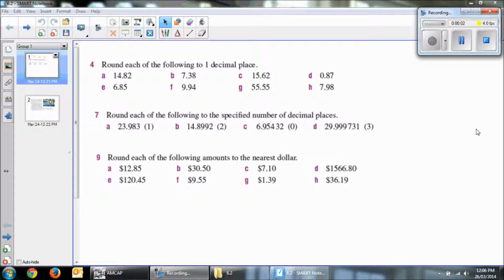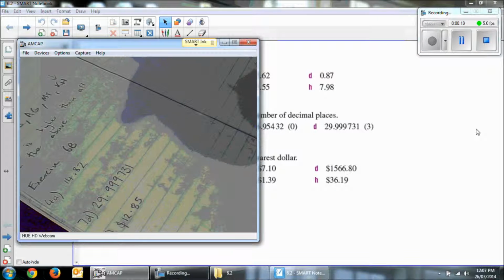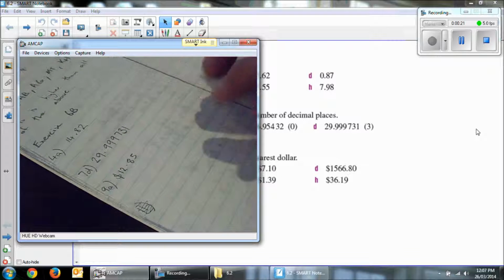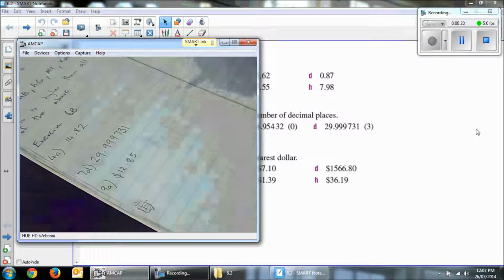Okay, so rounding decimals. This is a skill that you use pretty much every day, particularly with buying things. The important thing is to recognise where you round from. So in question 4 it says round each of the following to one decimal place. Let's have a look at 4a. So here we go, we've got 2 decimal places.